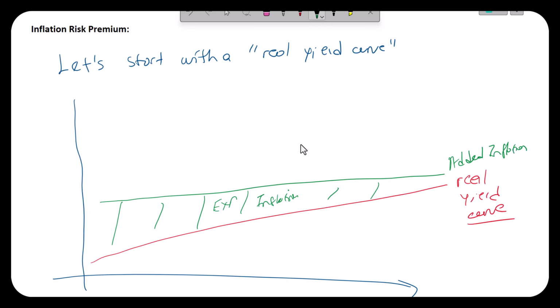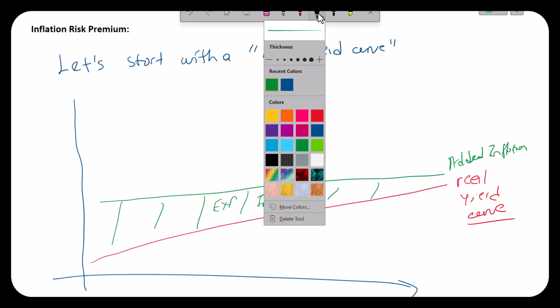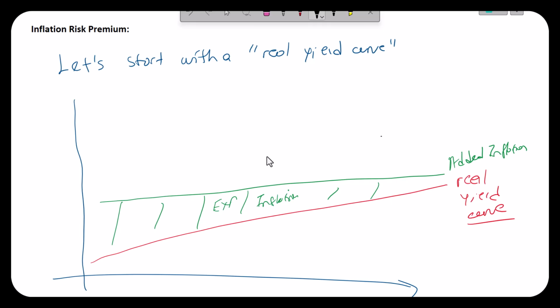And if there are liquidity issues, in fact, I'm going to show you an example of that. Let's use black for that. This is the liquidity premium.